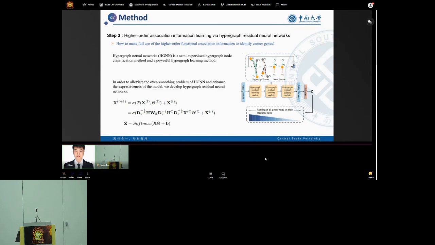In order to alleviate the oversmoothing problem of HGNN and enhance the expressiveness of the model, we propose hypergraph residual neural networks. We use this residual network approach to prevent the HGNN model from being oversmoothed. We obtain the feature representation of genes through a three-layer hypergraph neural network and use a fully connected layer for final classification.